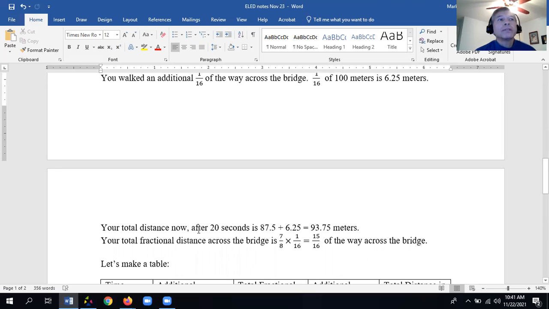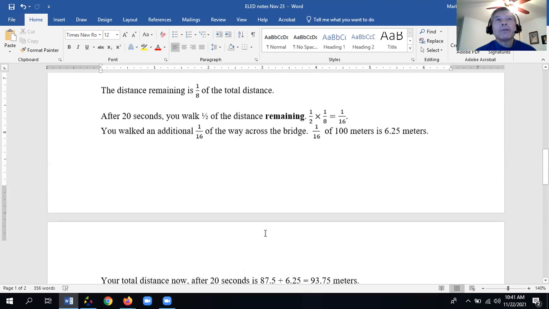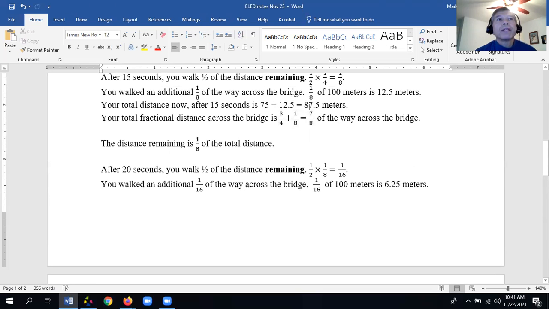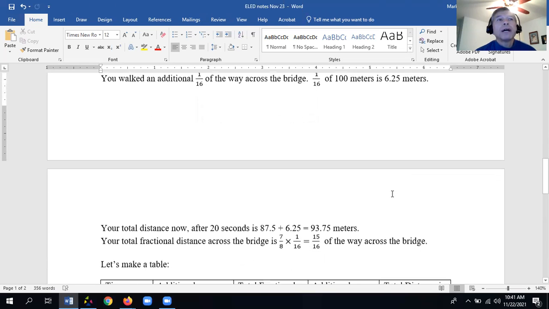So your total distance now after 20 seconds is the 87.5 that you already traveled, plus the 6.25, giving you a total distance of 93.75 meters. Your total fractional distance across the bridge is the 7/8 that you already traveled, plus the additional 1/16, which puts you up to 15/16 across the bridge, because 7/8 is the same as 14/16, plus another 1/16 gives you 15/16 the way across the bridge.